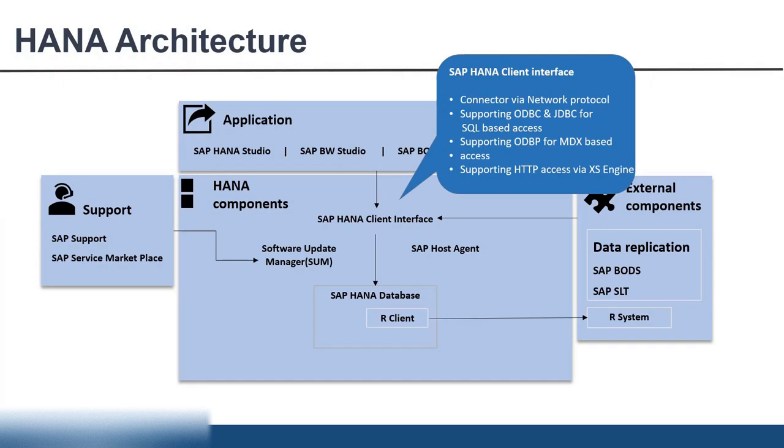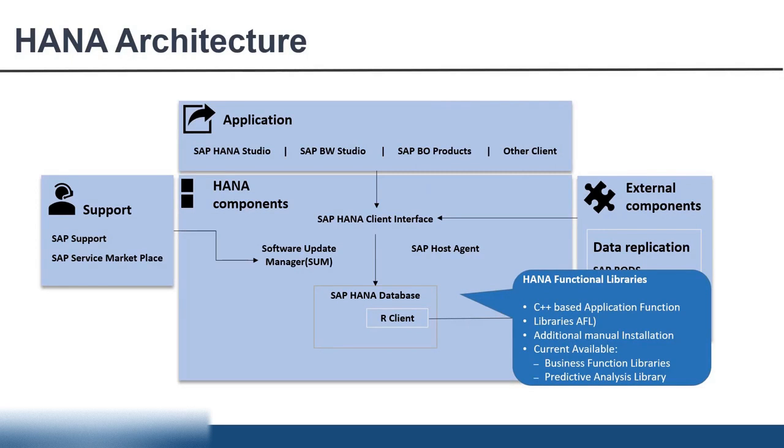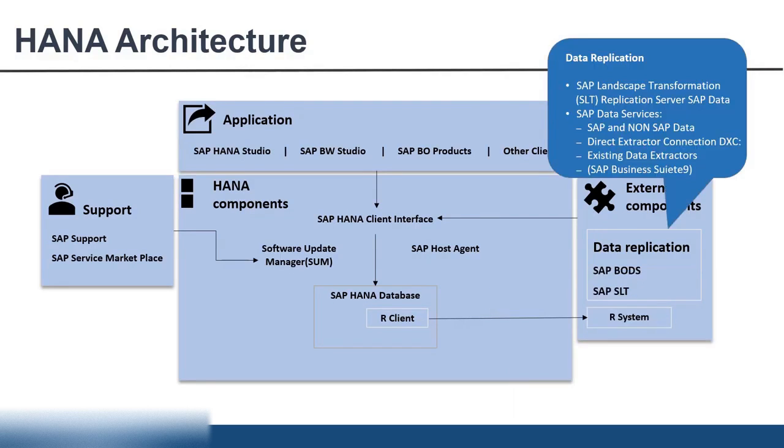One more part is HANA client interface, which supports ODBC and JDBC connectivity. You can also get connected to MDX, and it also supports HTTP services. The next part is HANA functional libraries, which are based on C++, and in these functional libraries you will get a set of business functional libraries. You can also get predictive analysis libraries. So these are a set of libraries which can be used for doing further analytics on top of your data.